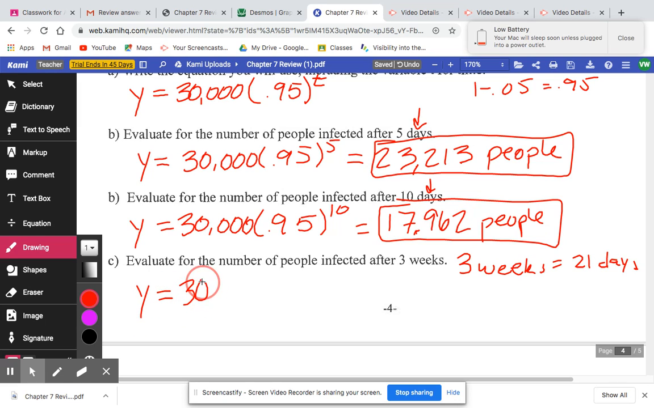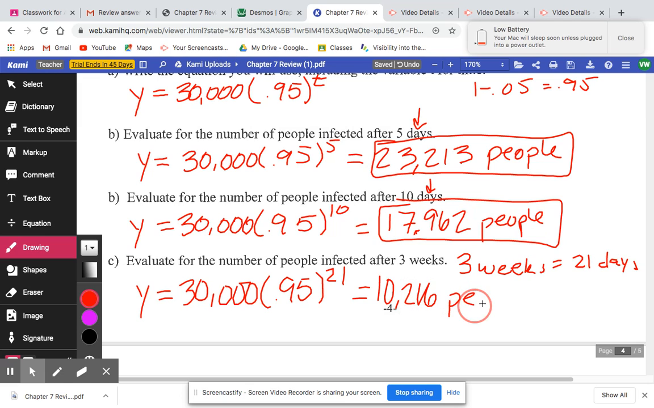Now we can do this. 30,000 times 0.95 raised to the 21st power. And we get 10,216 people.